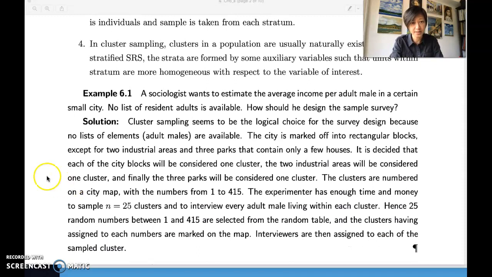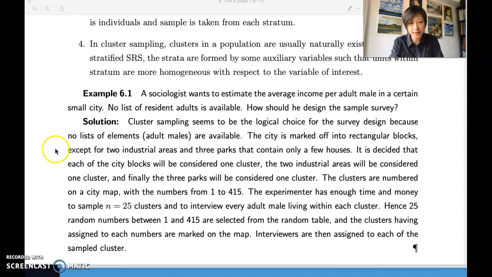So let's look at this example. A sociologist wants to estimate the average income per adult in a certain small city. No list of residents is available. How can we conduct a survey? Like I said, if we don't have the list, then we can't randomly select them, or we can't divide them nicely into different strata because we don't know the characteristics within the group. Then we can do either a systematic sampling or a cluster sampling.